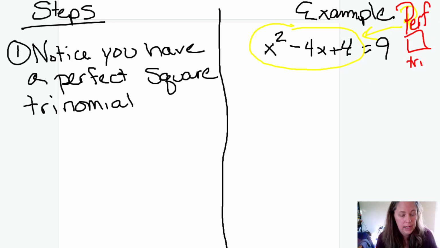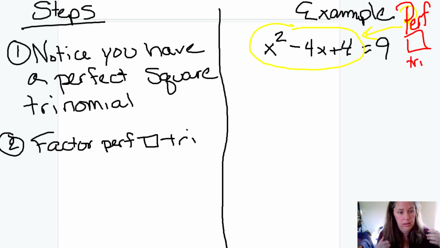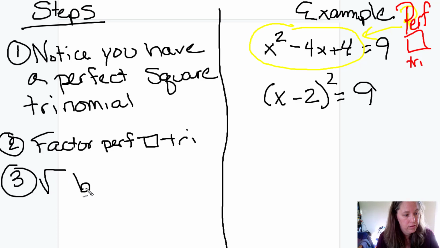So instead of subtracting 9 from both sides, step 2 is factor the perfect square tri. So these are easy to factor. That's one of the reasons why we have this method, because they're just really easy to factor. So this is x minus 2 squared equals 9. That's step 2. Can you guys see step 3? Step 3 is square root both sides.